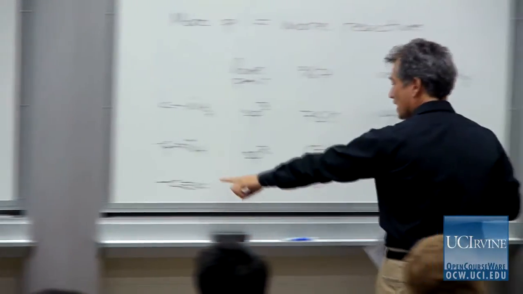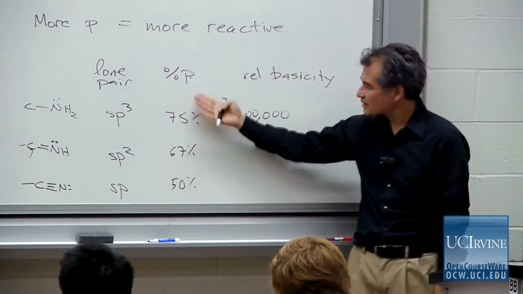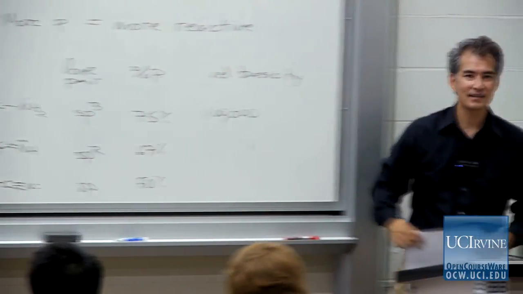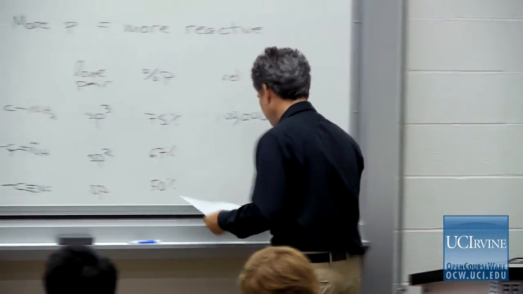Now, if I come down to an sp hybridized, okay, this is like a difference of what? I'm not good at math. 8% versus 17%. How big of a difference could that make?